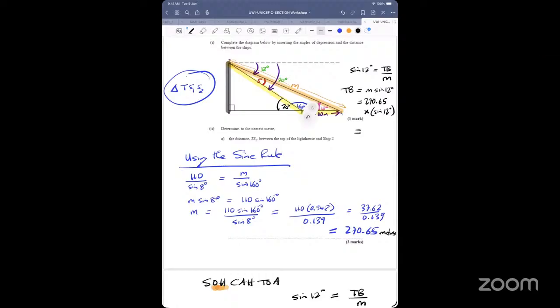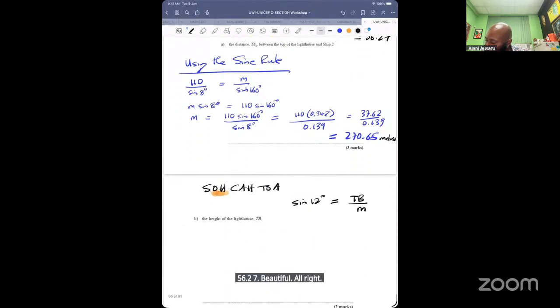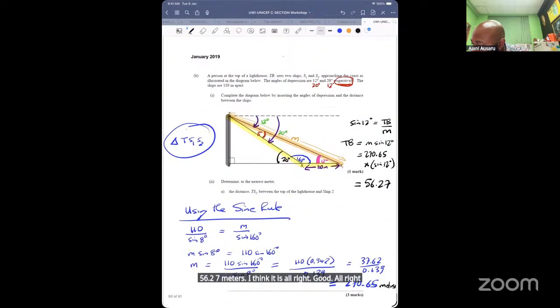Sir, I get 56.27. That sounds correct. 56.27. Beautiful. All right. 56.27 meters, I think it is. All right, good. So that is that. What else can we use?